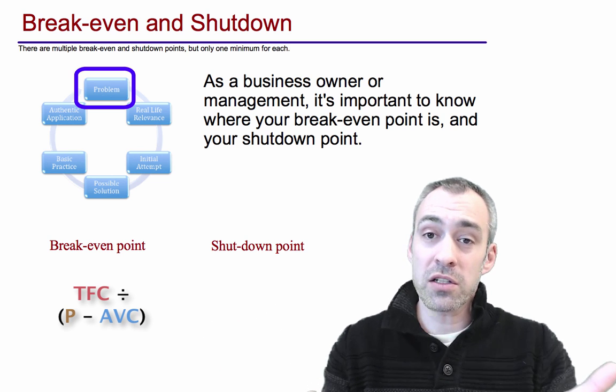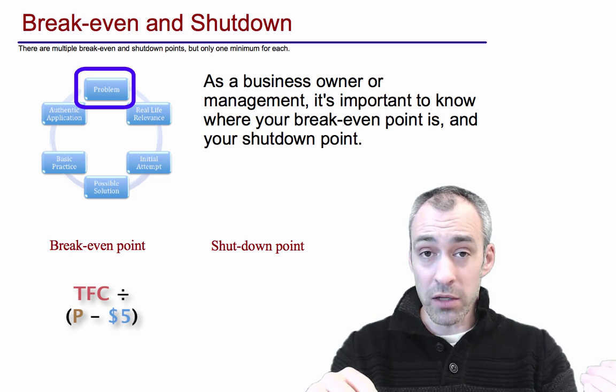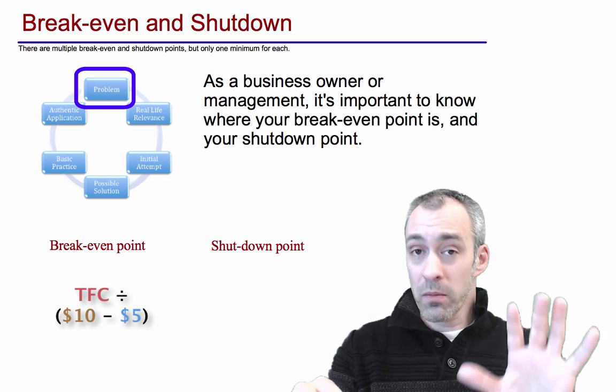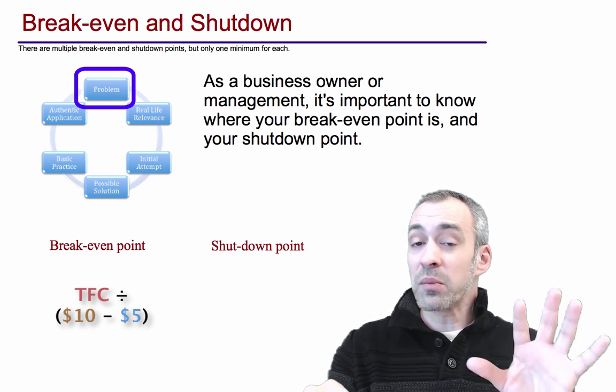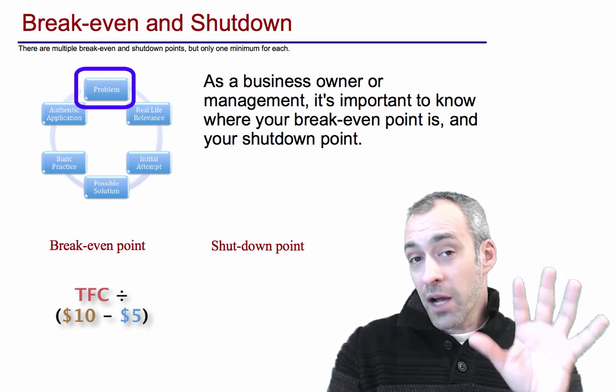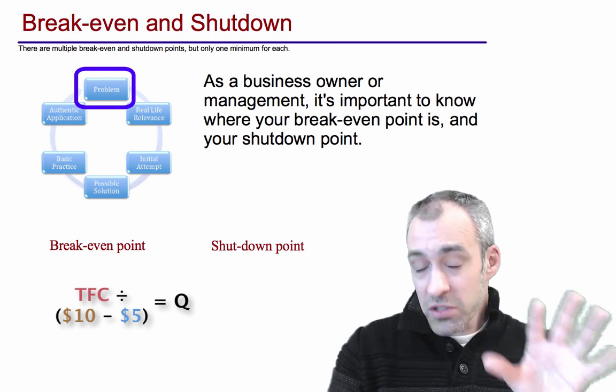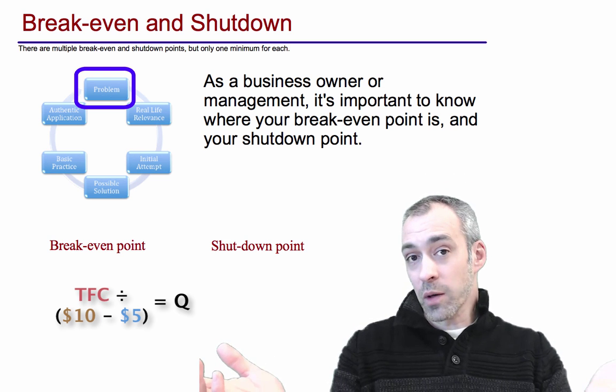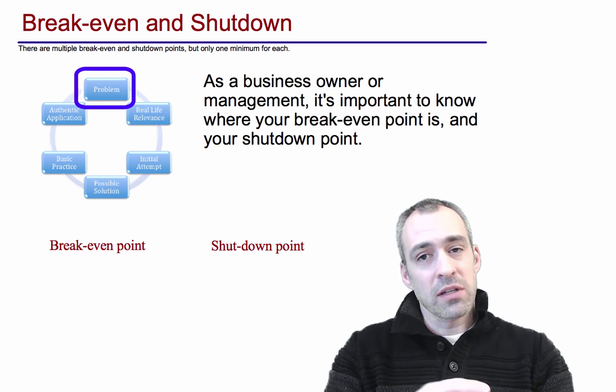So in other words, if it costs you $5 to make something in variable costs, you sell it for 10, you're making $5 profit per item. So how many items do you have to sell making $5 to cover your fixed costs? That's how it works. Shutdown is somewhat different.